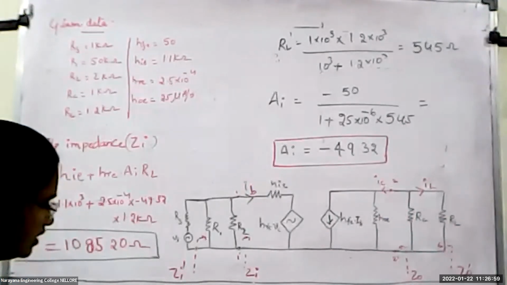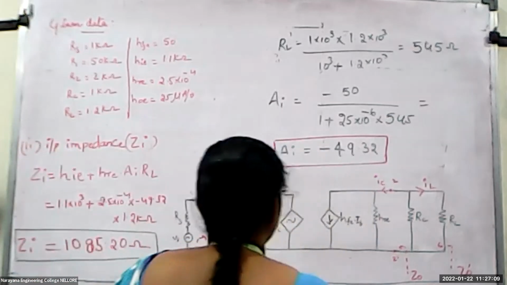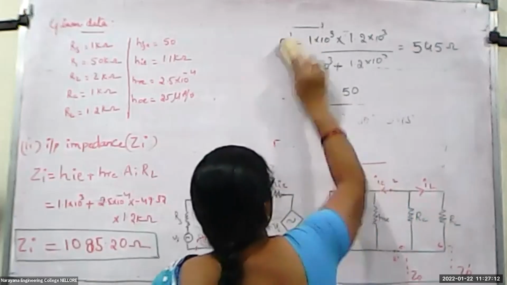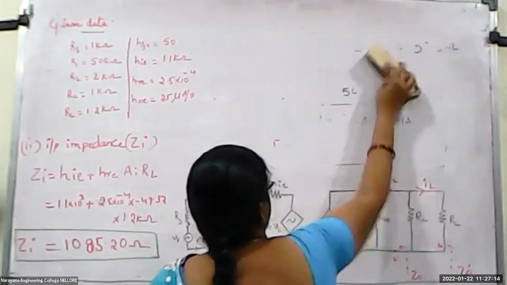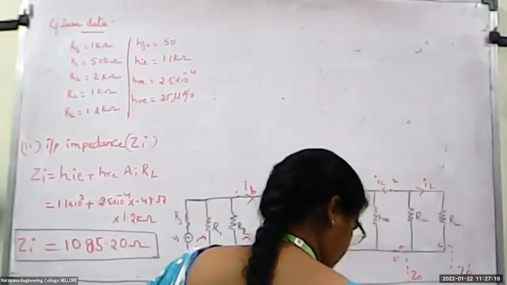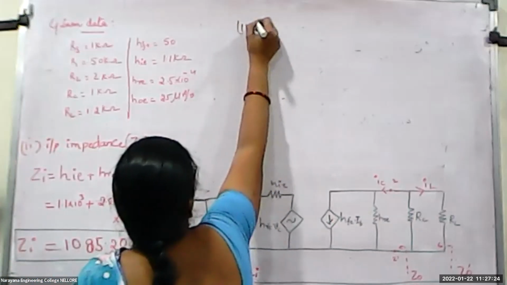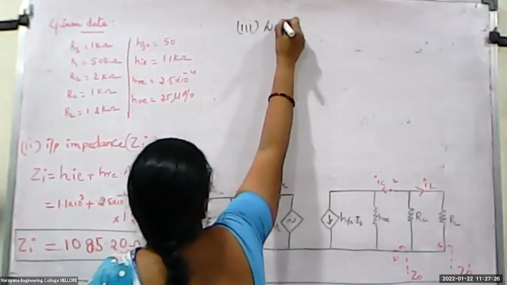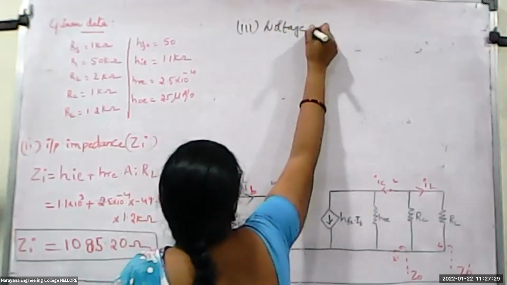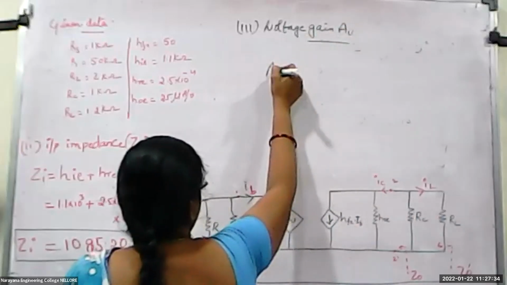Everyone got this answer? Okay, go for the next parameter. Calculate yourself in the calculators. So next parameter is voltage gain AV. What is the formula for voltage gain AV?